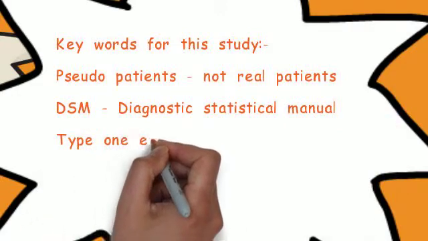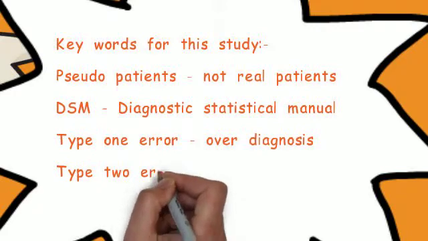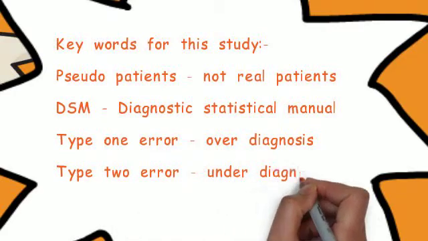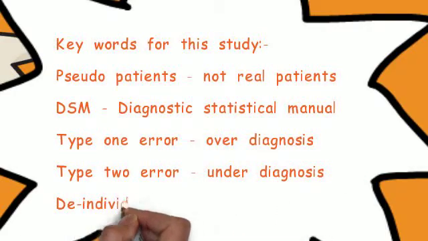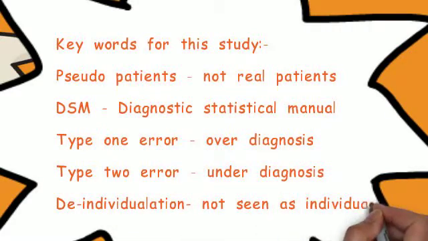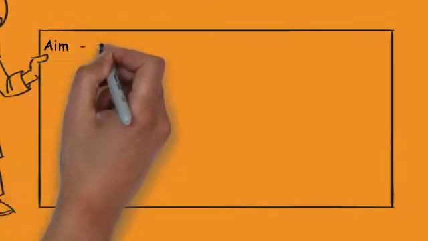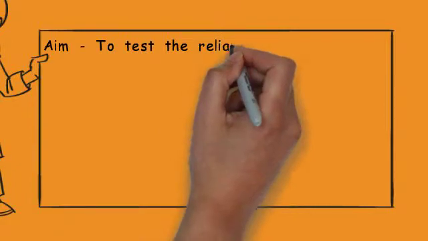A type 1 error is where we overdiagnose somebody, and a type 2 error is where you underdiagnose somebody, for example, with a mental condition such as schizophrenia. De-individualization or depersonalization is not treating somebody as a person, but treating them as an object within the hospital, for example. So the aim is to test the reliability of the DSM.